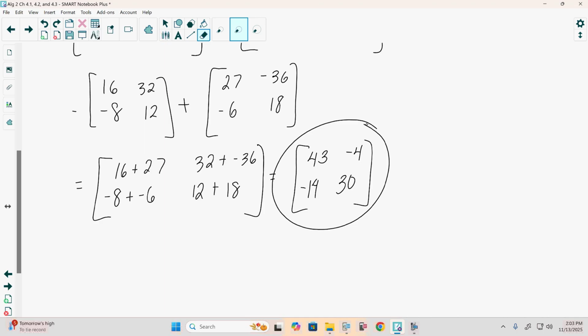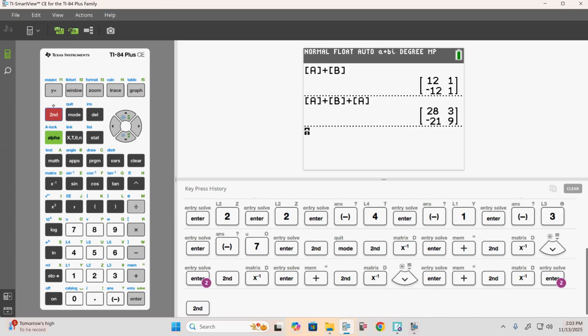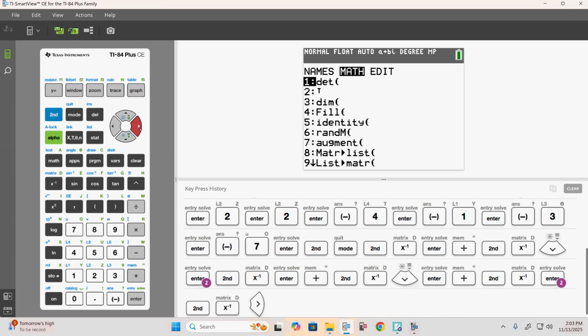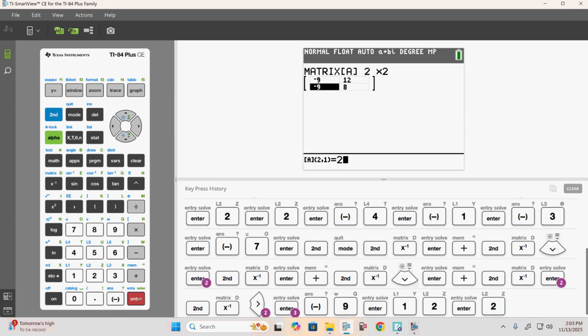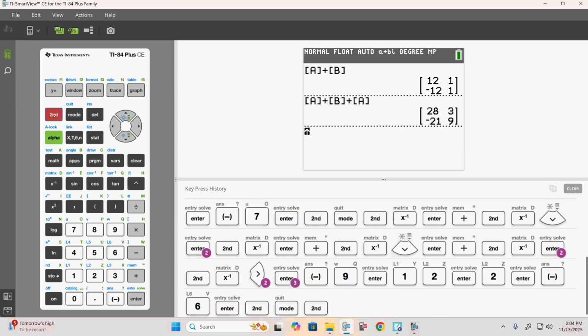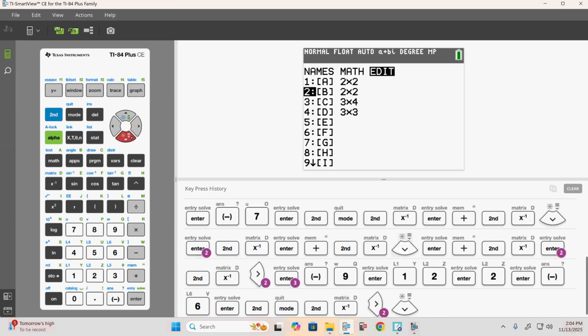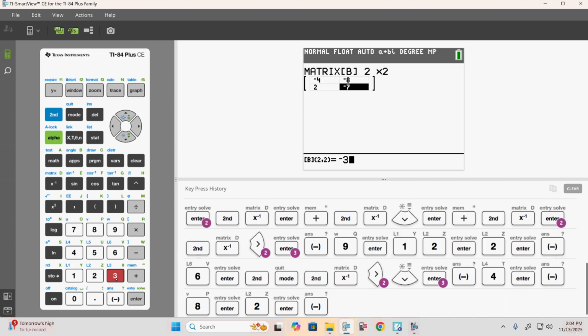So let's see here. If we're doing this in the calculator, what would we do first? Second matrix. Over to edit, we're going to put the first matrix in. We can put it in as A. So -9, 12, 2, -6. Second quit, second matrix. Over to edit, we'll put the second one in as B.